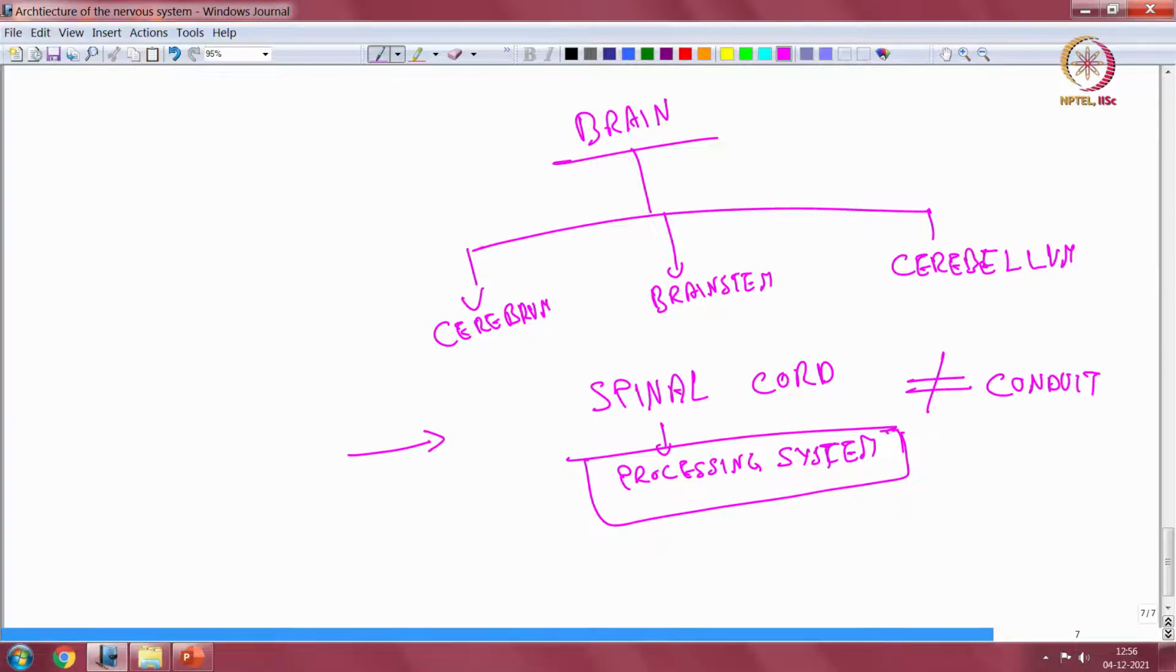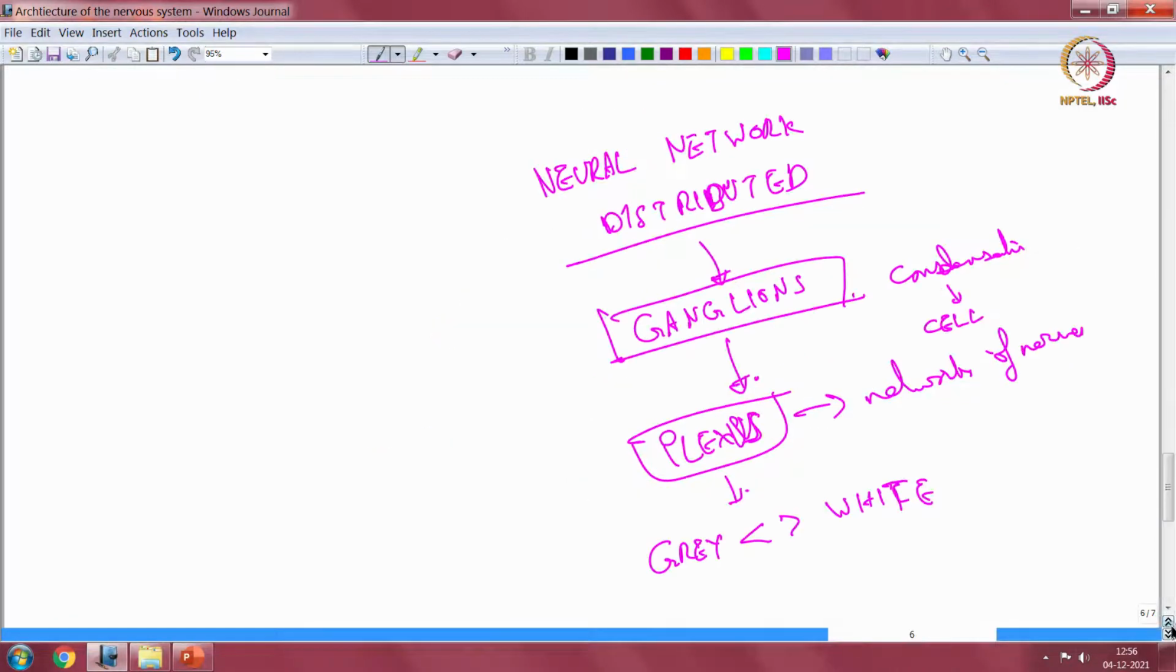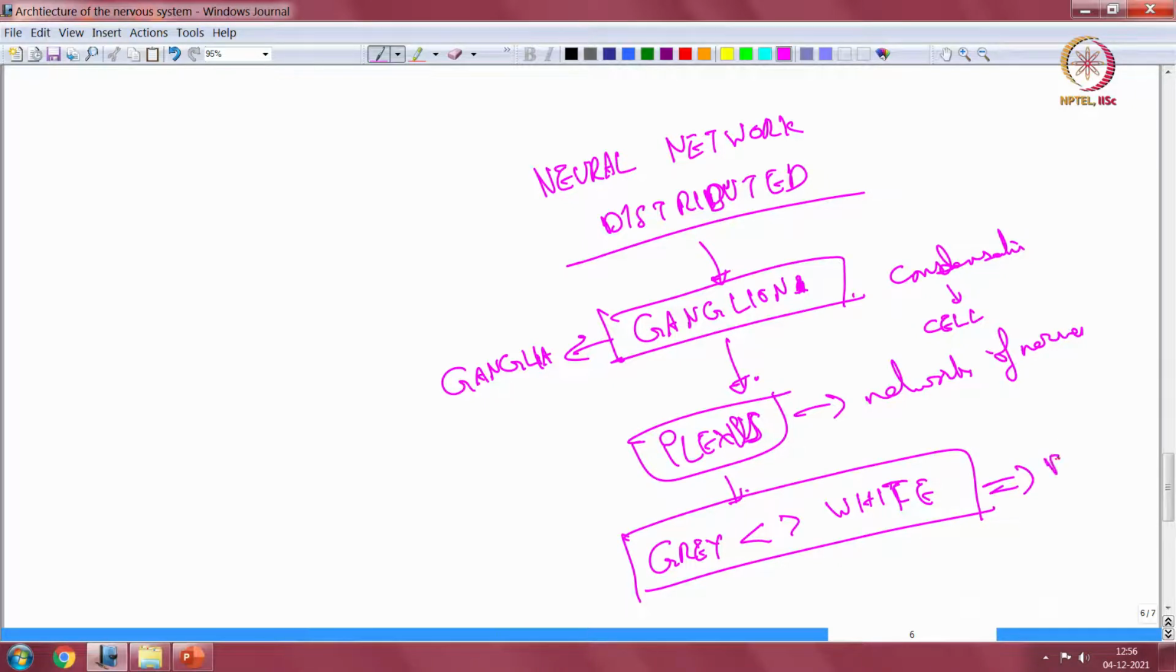Going back to the previous slide, I've highlighted how the networks evolved. You had very unorganized networks, then organized networks which form ganglia, and these ganglia in higher forms condense into gray and white matter, which in turn form the brain and spinal cord.